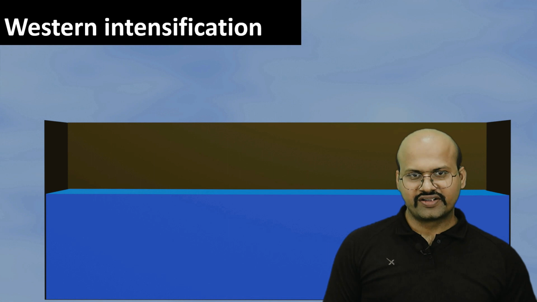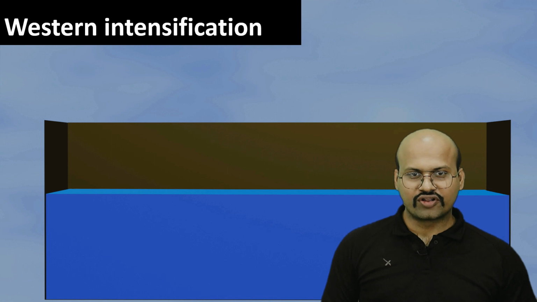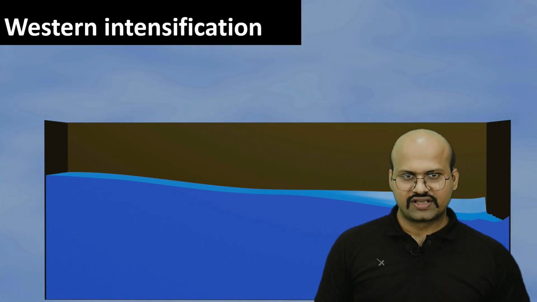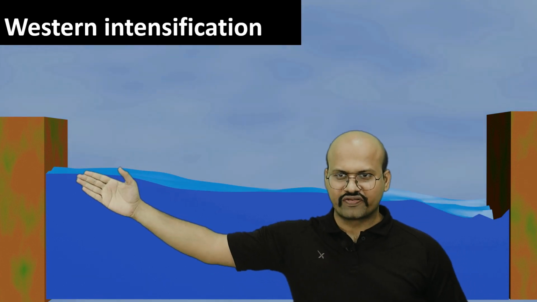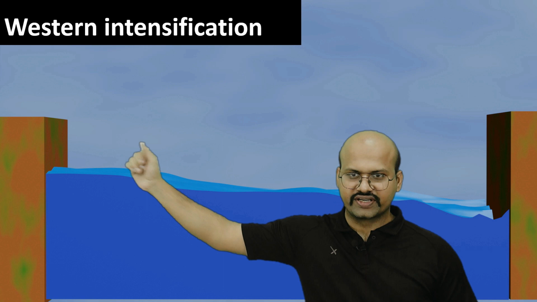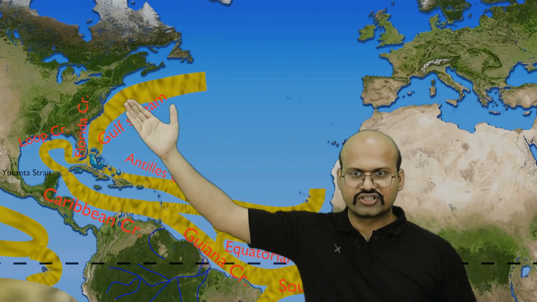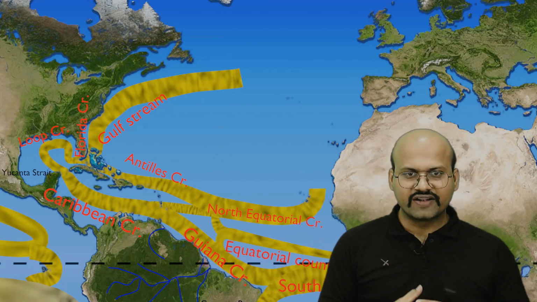There is another factor, that is western intensification, which helps in the flow of the current along the eastern margins of continents. In western intensification, we have already seen that because of rotation of Earth and inertia of water, the water is accumulated on the western margin of oceans or eastern side of continents. So because of these two reasons, the Florida current flows as the Gulf Stream. It flows with a very high velocity and carries a large amount of water. In fact, the amount of water carried by the Gulf Stream is second only to the Antarctic Circumpolar Current.